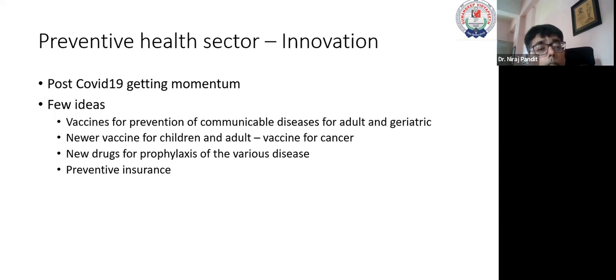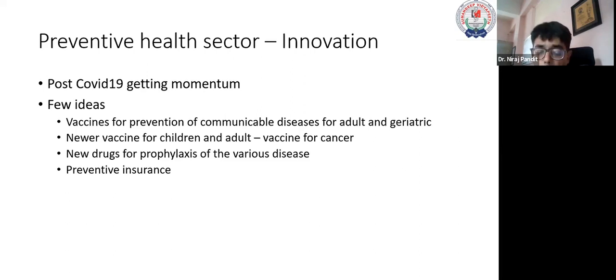A big upcoming market is vaccines for prevention of communicable disease for adults and the geriatric. Till now, vaccine was considered a weapon for childhood and infants to fight against disease. Now COVID has insisted, just given an idea, that not only children, you can now think of adults and geriatric also. So this is a new upcoming area, newer vaccines for children and adults. Vaccine for cancer is also important. New drugs for prophylaxis, very important. Not only vaccines, but drugs for prophylaxis in various diseases. This is also a new upcoming area.